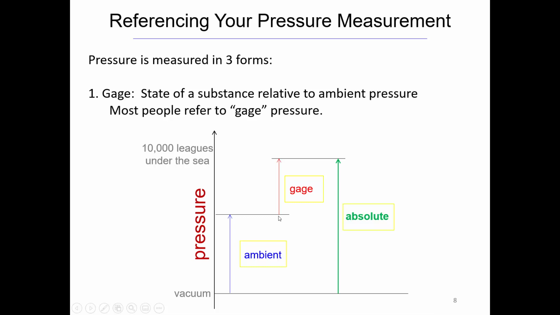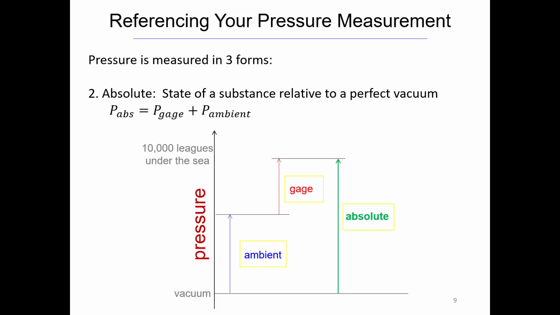So from that to whatever pressure we're trying to determine, that would be our gauge pressure. And then absolute pressure is going to be gauge plus the ambient. So it's our pressure relative to a perfect vacuum. That's this one.